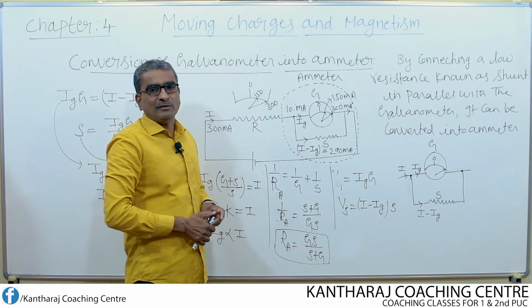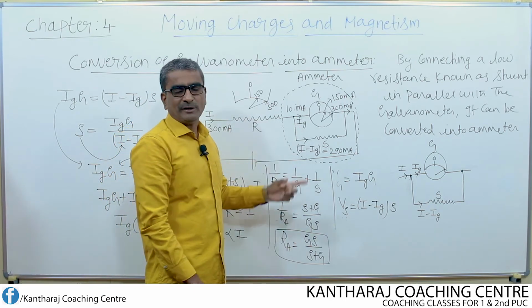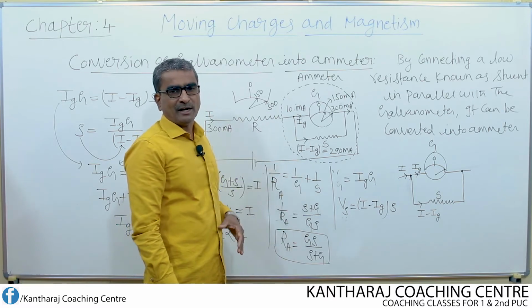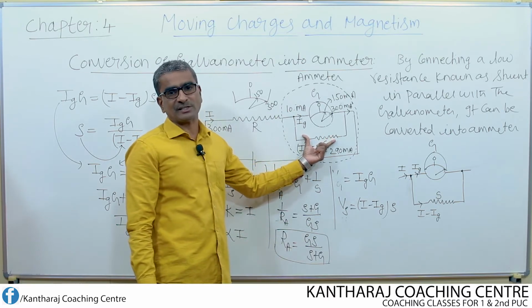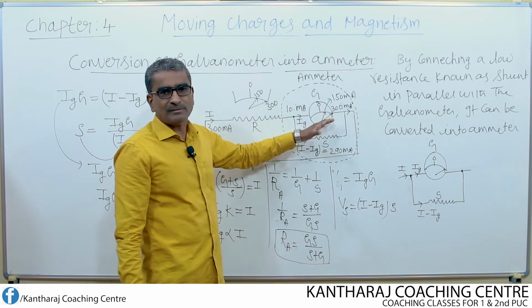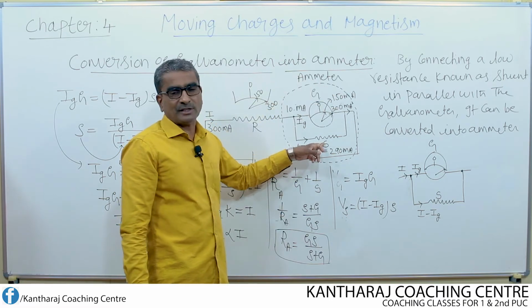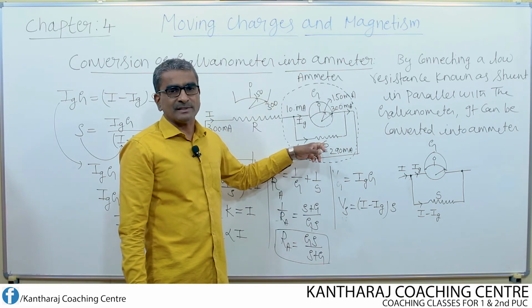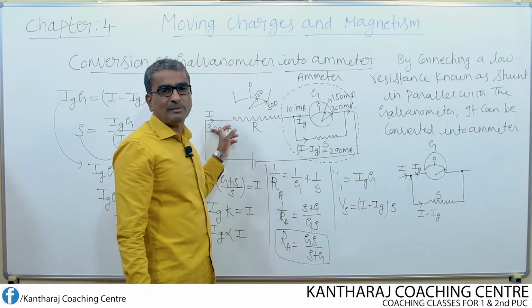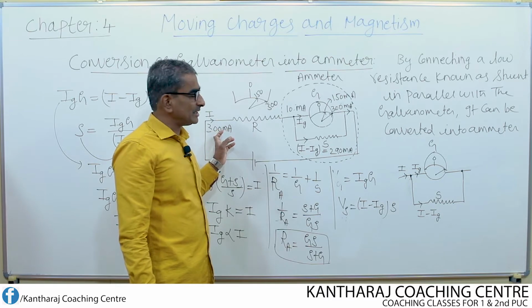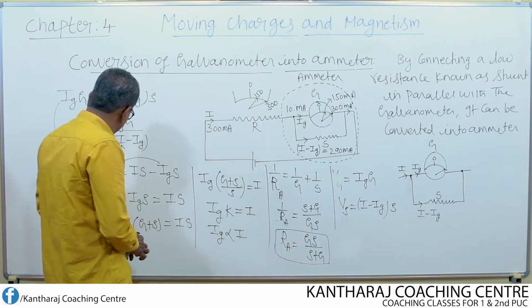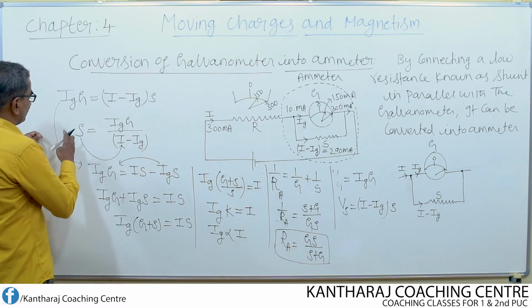So remember, whenever we want to use a galvanometer to measure current, it should be modified properly. How? By connecting a suitable shunt resistance, so that it gets converted into an ammeter. What amount of resistance should be connected in parallel with the galvanometer? That depends upon the range of the current to be measured. If the range of the current to be measured changes, then the S value also changes. Then we can calculate that by making use of this formula.